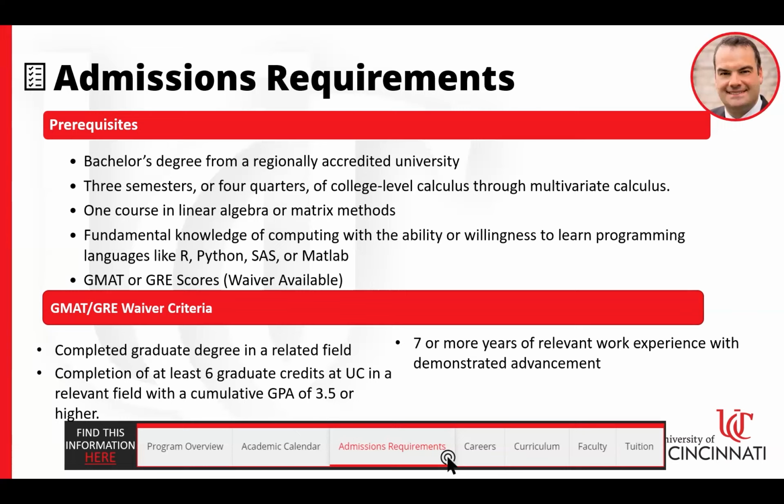A bachelor's degree from a regionally accredited university, 3 semesters of collegiate level calculus through multivariate calculus, 1 course in linear algebra or matrix methods, and then fundamental knowledge of computing with the ability or willingness to learn programming like R, Python, SAS, or MATLAB. Now, GMAT or GRE scores are needed, but there are waivers available. You can see below the three different ways to have that GMAT or GRE waived. And again, have a conversation with your enrollment services advisor.